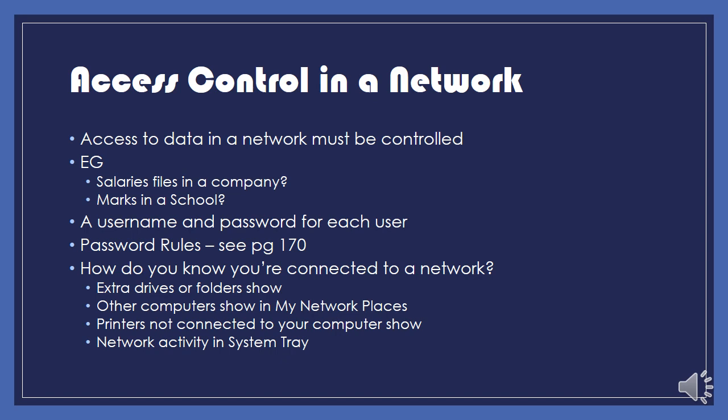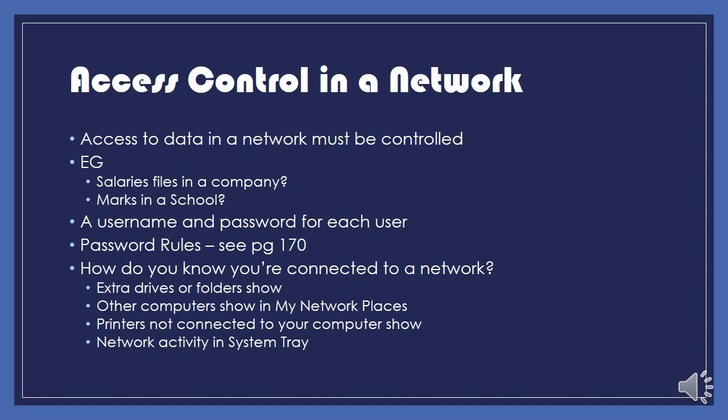Now, access control in a network is very important because you don't want just anybody to connect to the network and then be able to look at all the files on everybody else's computers. For example, your salary files in a company must be kept confidential, or the marks in a school have to be protected. You don't want the learners to come in and change the marks. So each user gets a username and password. Remember to look at the password rules on page 170 to know how to create a good password.